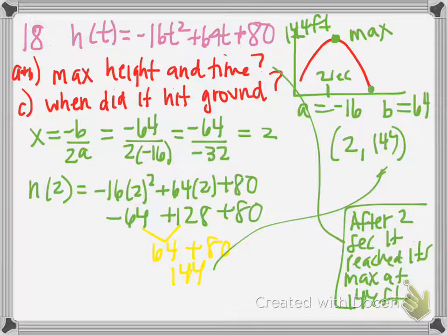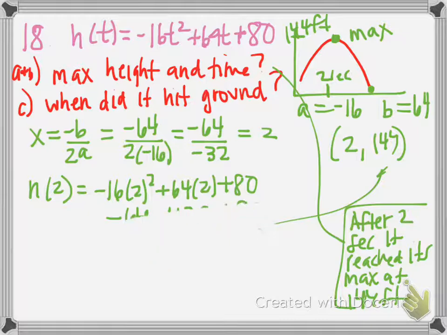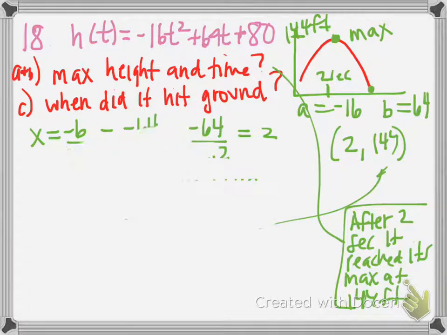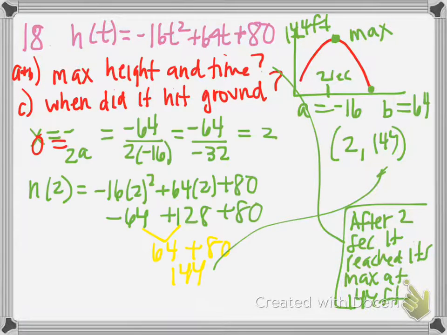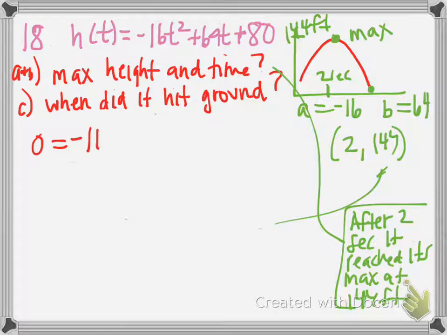Alright, part C, when did it hit the ground? So I'm going to erase some of this work because we're going to need room. So when did it hit the ground would be finding the x-intercepts. So we know that in order to find the x-intercepts, the equation has to be equal to 0 because the y-coordinate's always 0. So set it equal to 0, so we would have negative 16t squared plus 64t plus 80. And then our options are either try to factor it and apply zero product property or jump to quadratic formula.